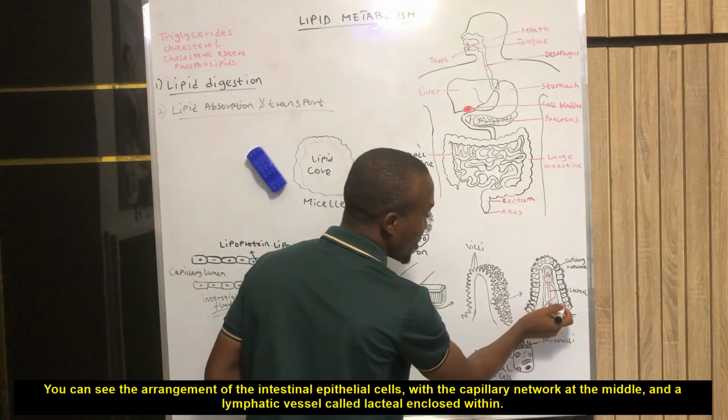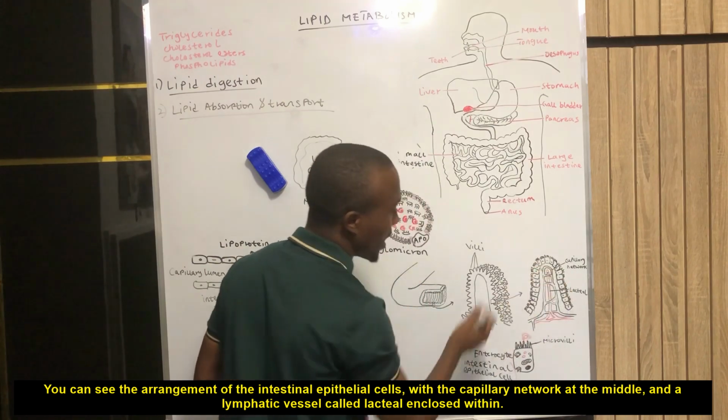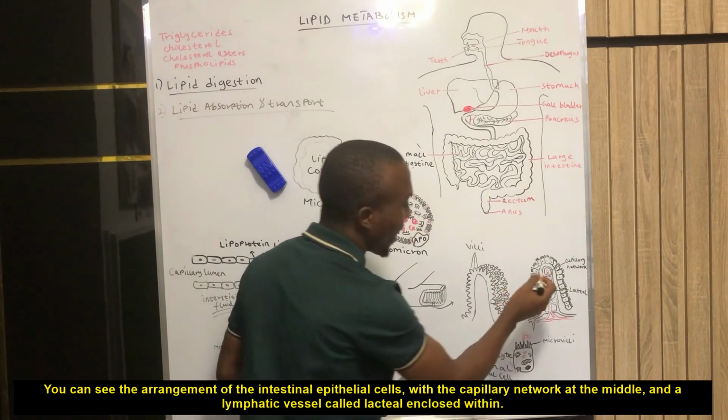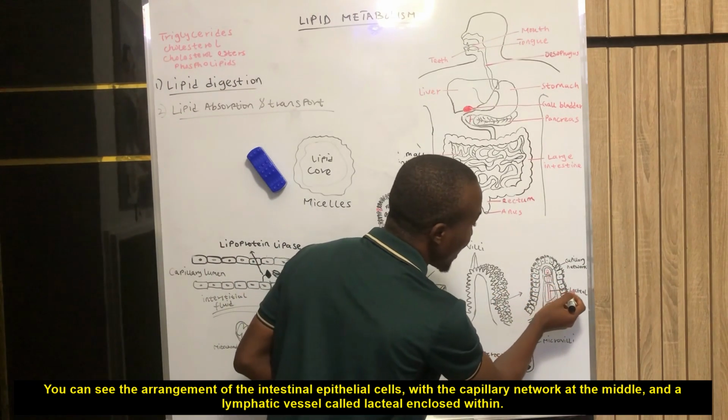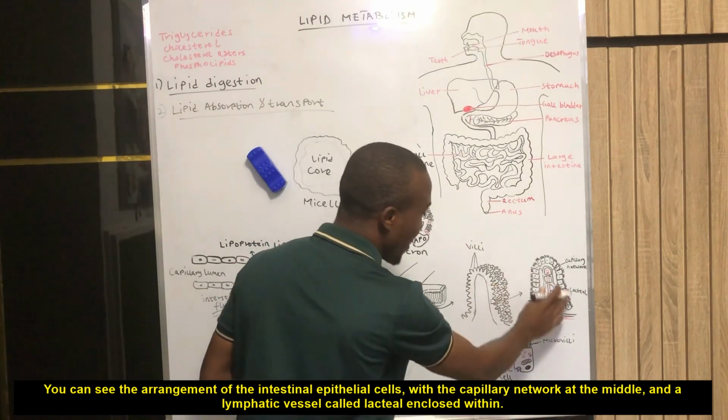You can see the arrangement of the epithelial cells. These are the epithelial cells. Then you have the capillary network in the middle and a lymphatic vessel called a lacteal enclosed within. So this is the arrangement.